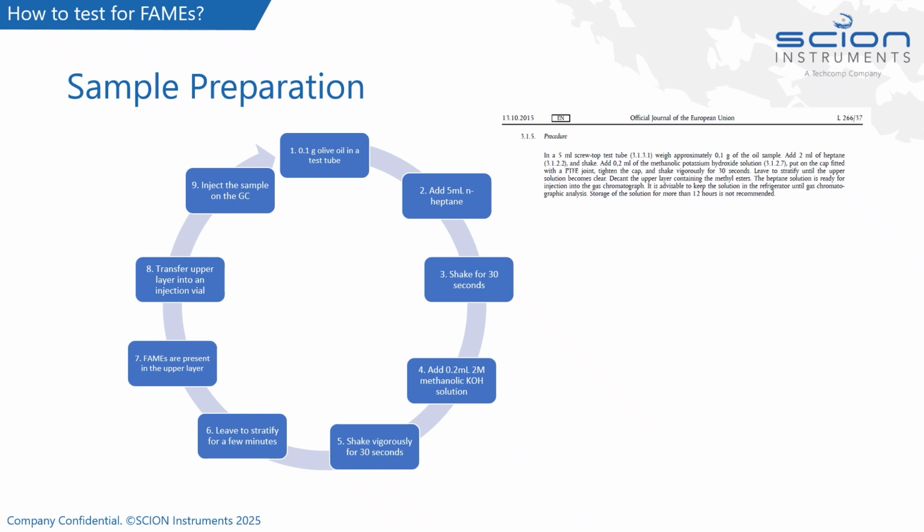And we do this by, once we've added the solution, we then shake it vigorously for 30 seconds, and this should ensure that any of the fatty acids are esterified into FAME compounds. The solution is then left to stratify until the upper layer of the solution becomes clear. This upper layer is then transferred into a GC sample vial and is now ready for injection on our instrument.